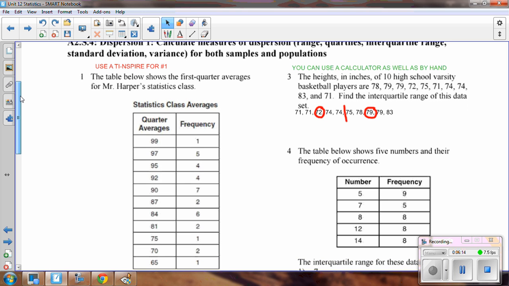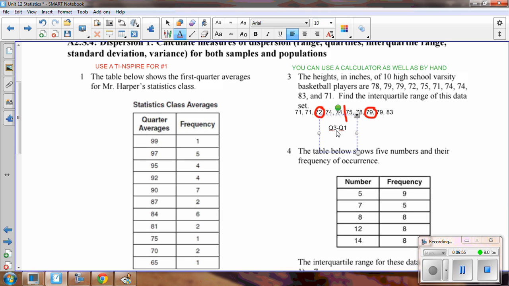Now you can do some of these by hand, so I'm going to go over here and do number 3 by hand. If you see number 1, we have to use the Nspire, and we'll do that in a moment. The heights in inches of 10 varsity basketball players, find the interquartile range. So I put them in order: 70, 71, 71, 72, 74, 74, 75, 78, 79, 79, 83. Down the middle, which was halfway between 74 and 75. I found the middle of the left, which was 72, the middle of the right, which was 79. And then if I want to calculate the actual value here, I would just take the Q3 minus Q1.